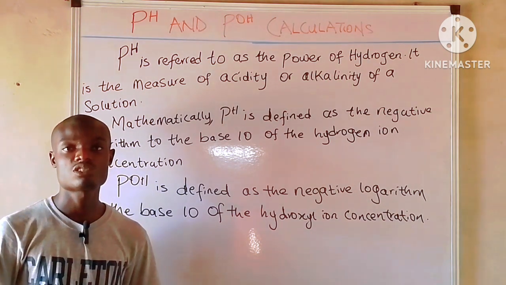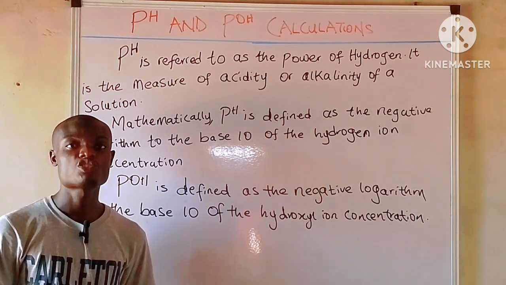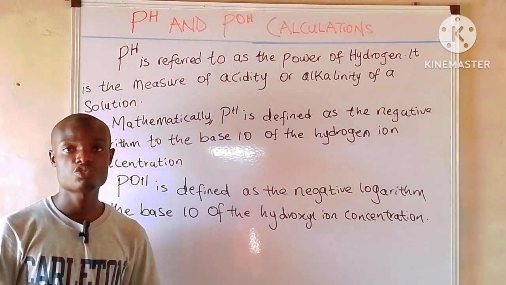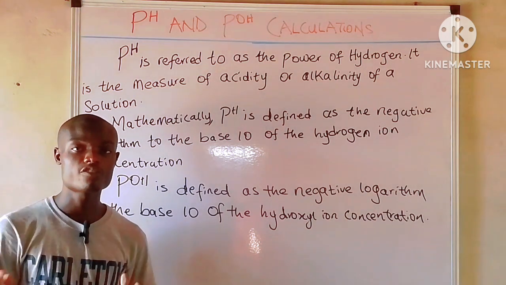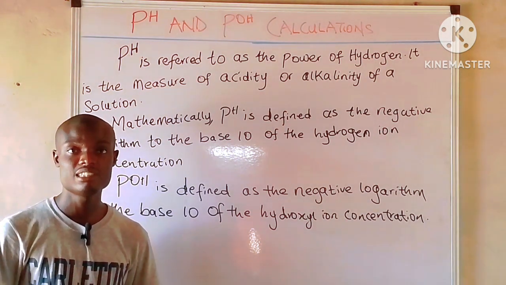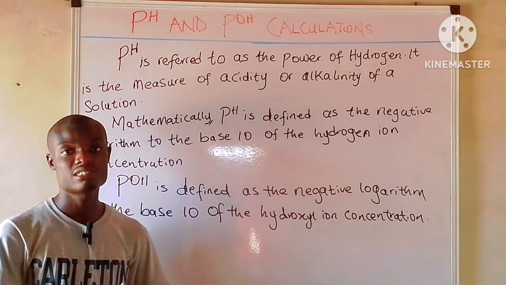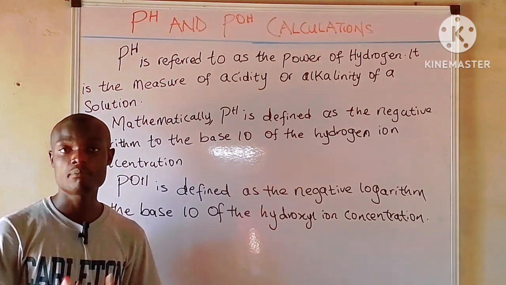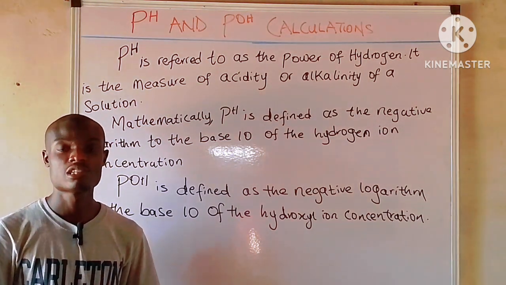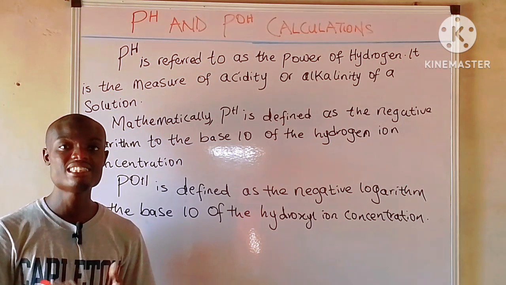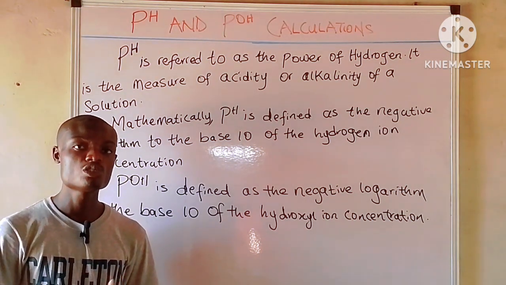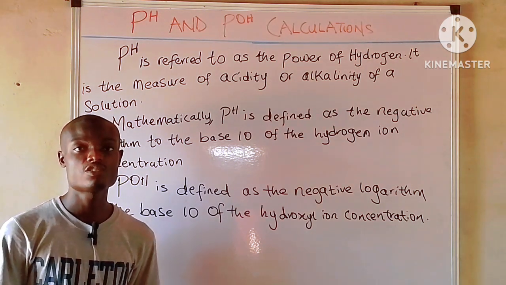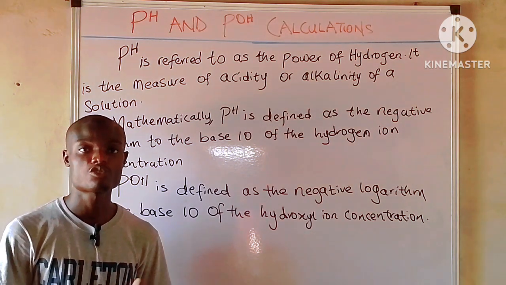So pH simply tells us if a substance is acidic, alkaline, or neutral. We'll look at the pH scale very soon, which will tell us the ranges of values that show if a substance is acidic, basic, or neutral. So in pH, we are looking at how acidic or how basic a solution or a substance is. But mathematically, we define pH as the negative logarithm to the base 10 of the hydrogen ion concentration. That definition gives us the formula for calculating the pH of substances.